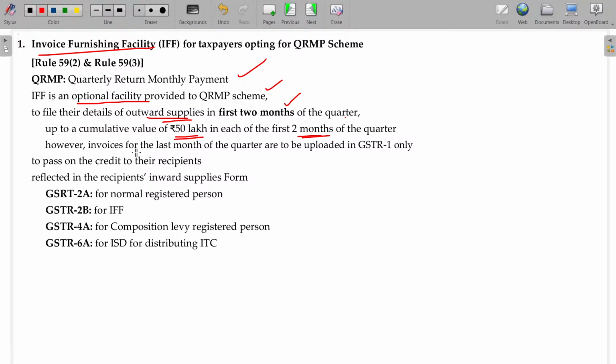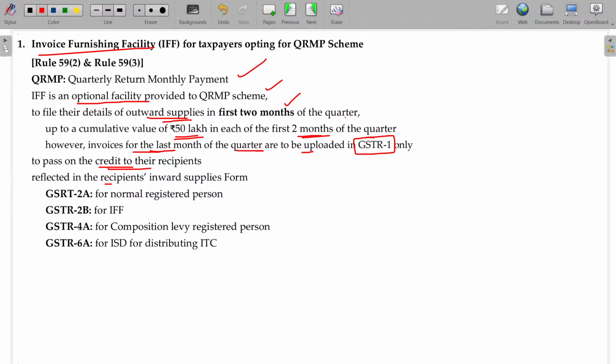However, invoices for the last month of the quarter are to be uploaded in GSTR 1 only. Already told you, for January, February, March: January you can use the IFF, February you can use the IFF, but March you need to use the QRMP return, means GSTR 1 only. To pass the credit to the recipient. Why? For the first 2 months, the IFF is furnished to help the recipient to enjoy the ITC.